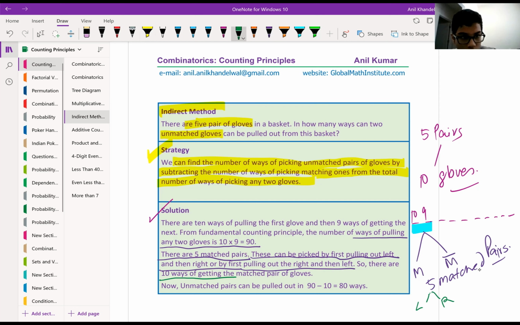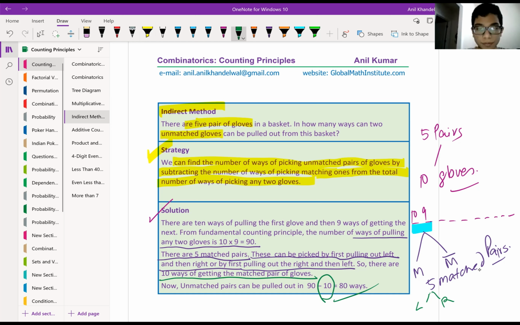So there are 10 ways of getting the matched gloves, because there are 5 matched pairs. If I pick glove number 1's right and then glove number 1's left, then it is one matching. So there are 5 pairs of gloves, and for each there are 2 options: first left and then right, or first right and then left. So there are 10 ways of picking up the matched. So unmatched is 90 minus 10, which is 80 ways.